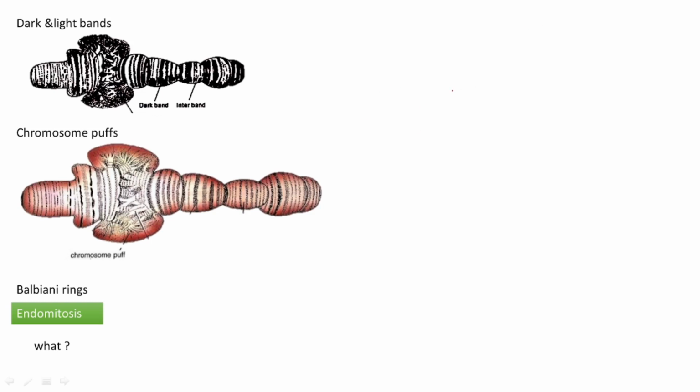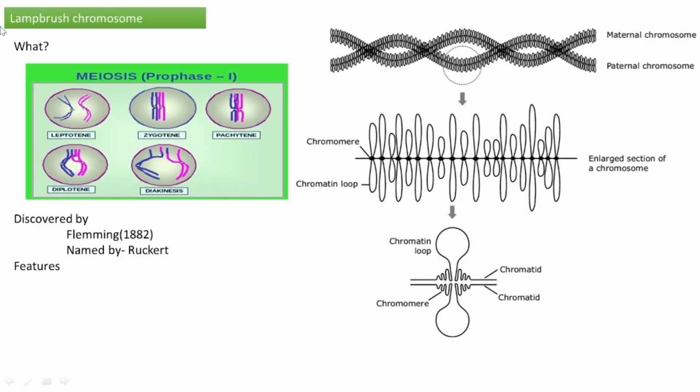Okay. Then we are moving to another section, that is the Lampbrush chromosome. What is a Lampbrush chromosome? It occurs in the primary oocytes of some invertebrates and also in all vertebrates. It occurs during the diplotene stage of meiosis. Meiosis, you will learn later. In that division process, there is a stage called diplotene. During the diplotene stage, we can see this Lampbrush chromosome.